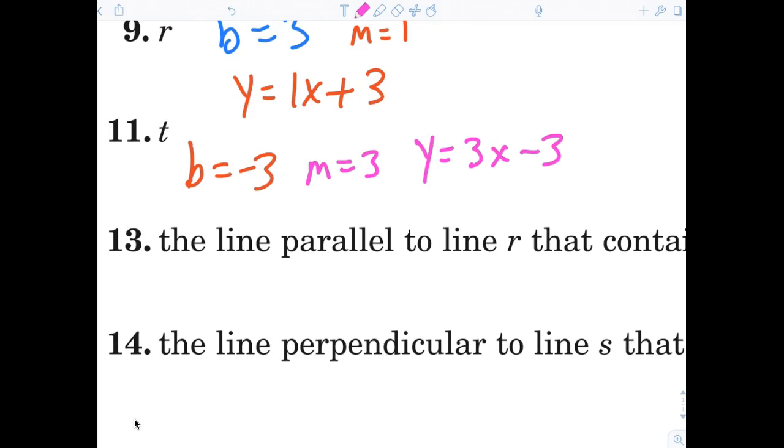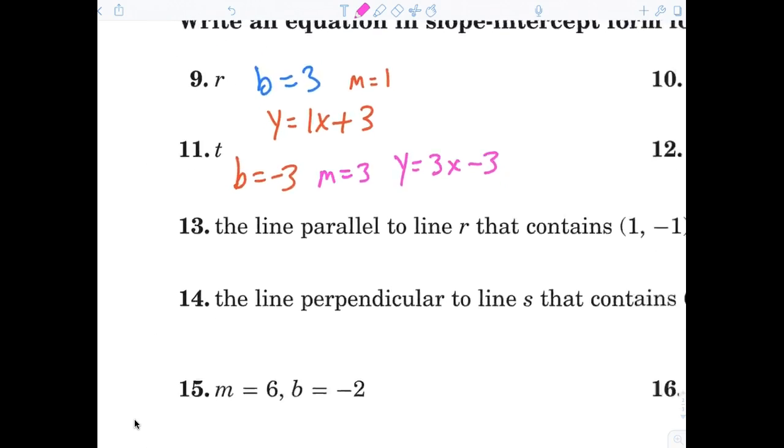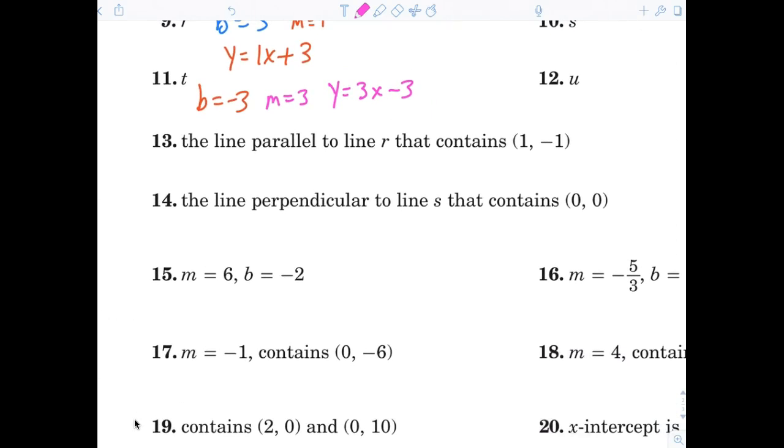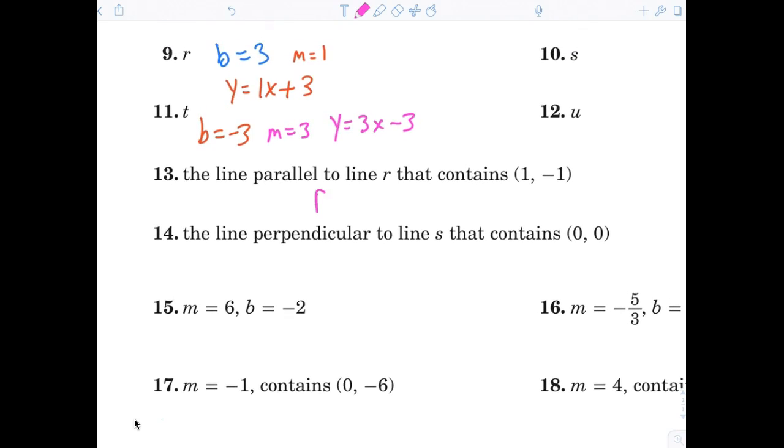All right, let's take a look at number 13. The line parallel to R that contains 1, -1. So if I'm parallel to R, I have to find the slope of R. What was the slope of R? I'm not asking R equals, but m equals what? Yeah, so again, stay with me when I'm asking you a question. The slope is 1, correct?